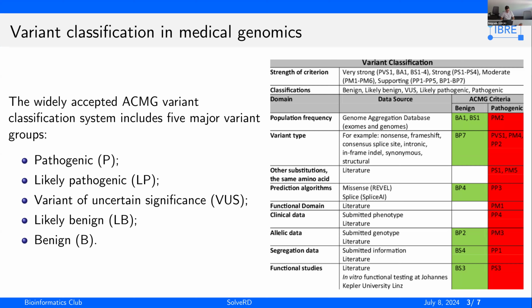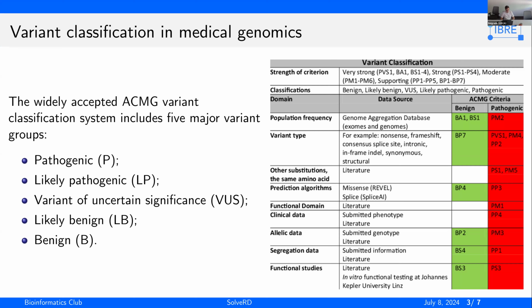This is the most abundant category, the variants for which we don't have enough evidence to classify them as disease-causing or benign. And then there are likely benign and benign variants, abbreviated as LB or B, respectively, which are not considered as relevant for Mendelian disease.